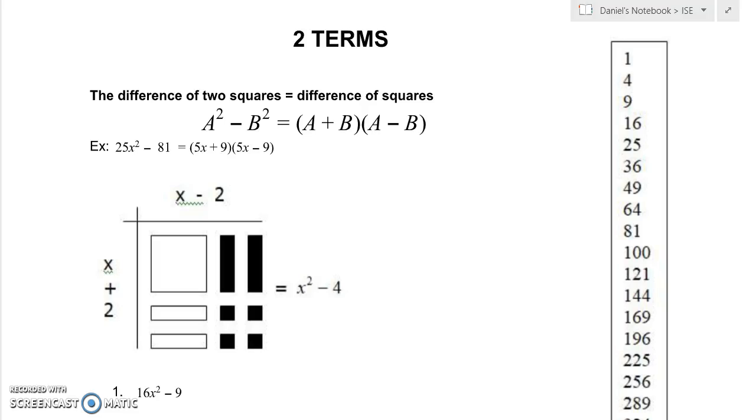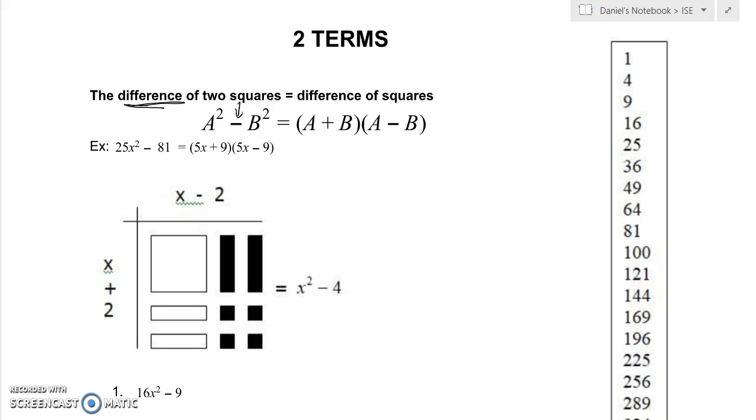All right, page 2 is about what happens when you have two terms and you're trying to factor. In two terms, the most popular way to factor is, of course, the difference of squares. Remembering that the word difference means to subtract two squares, a squared minus b squared. There's a pattern here. It's (a plus b) times (a minus b).